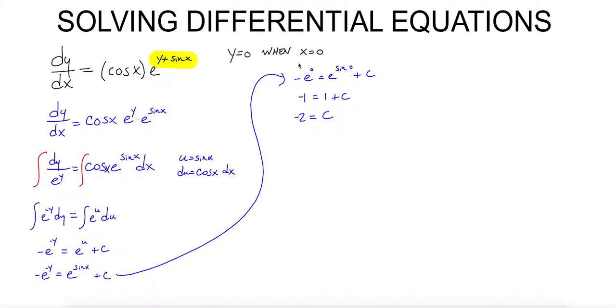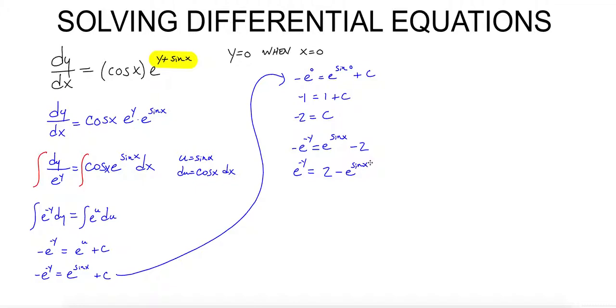All right. So now that I know what C is, I can go ahead and plug it in. So I'm going to go back to this equation here. I'm going to say we have a negative e to the negative y is equal to e to the sine of x minus 2. And in order for me to come up with my particular solution, I need to get y alone. I need to solve for y now. So in order to do that, the first thing I'll do is just get rid of this negative right here. I'll divide that negative over. And so I'm going to get e to the negative y is equal to 2 minus e to the sine x.